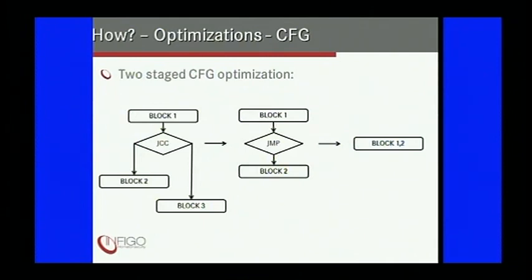So this is a two-stage control flow graph optimization process. First, you have a conditional jump that points to two blocks. If you can determine that this conditional jump is in effect an opaque predicate, you can replace the conditional jump with a regular jump, and in the next stage you can use optimizations that remove unnecessary unconditional jumps to just merge the two blocks together. In the end, you get a single block that has a very easy and nice control flow structure.